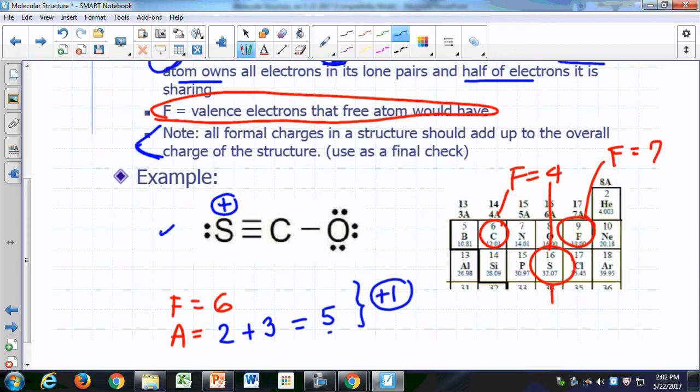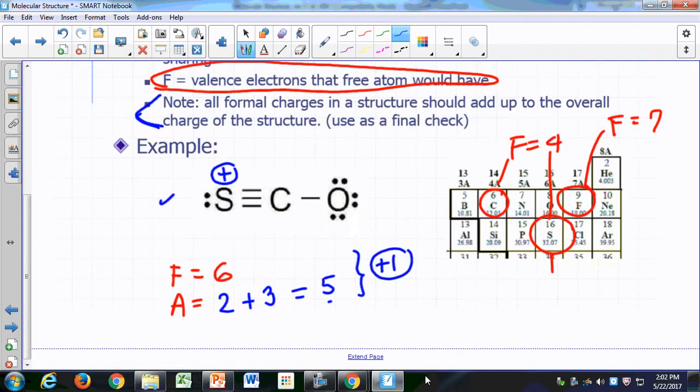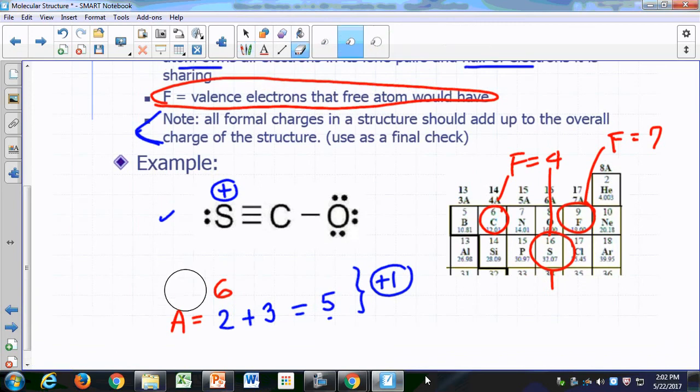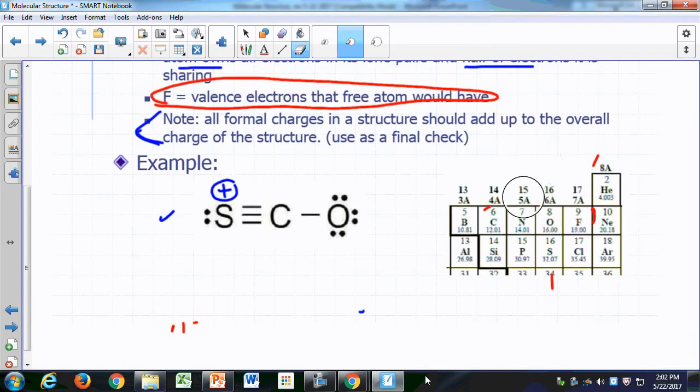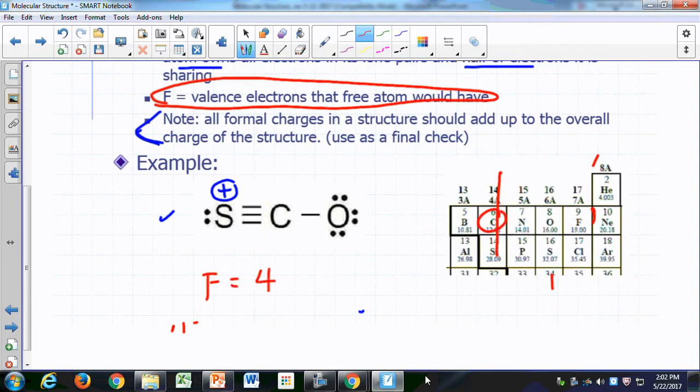What about carbon? Let's look at the formal charge of carbon here. A free carbon atom, group 4A, would have 4 valence electrons. How much does it appear to own in this structure? Well, it's got 4 pairs, all shared, 4 bonding pairs. So half of 4 bonding pairs is 4 singles. So it appears to own 4.